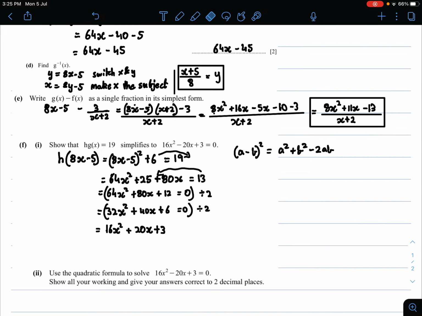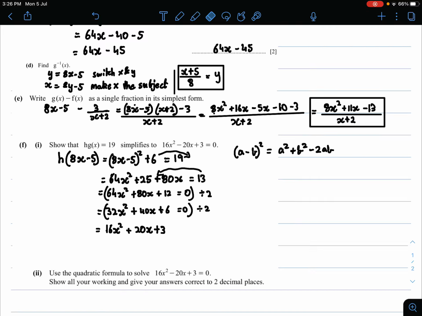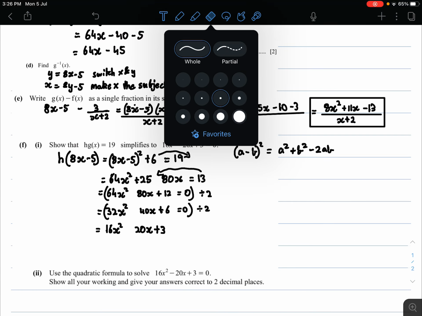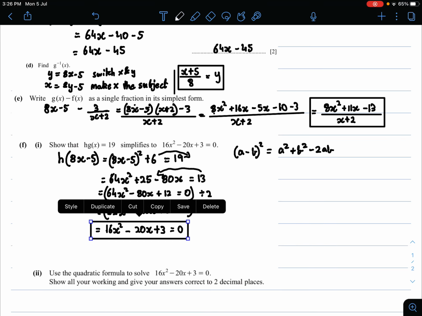My bad, since it is negative 2ab, the sign of the 80x would be negative as well. So negative, negative, negative, negative equals 0. Therefore, we have our final answer for part F1, or for F part 1.